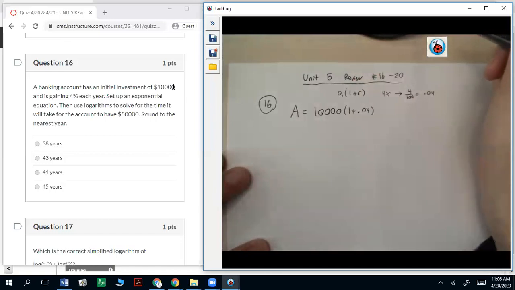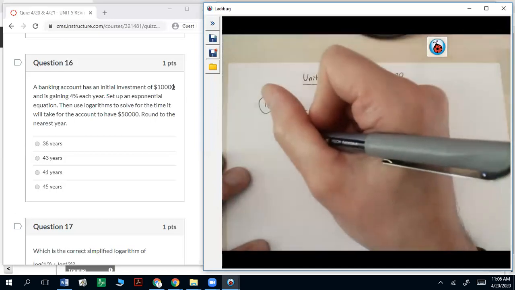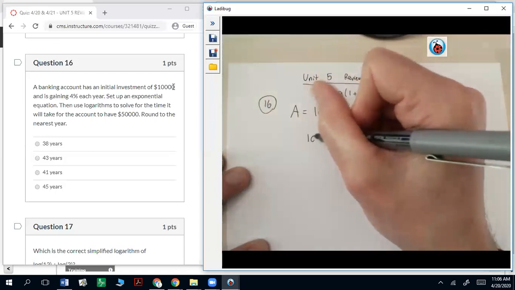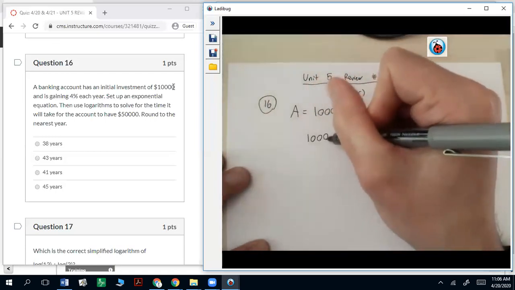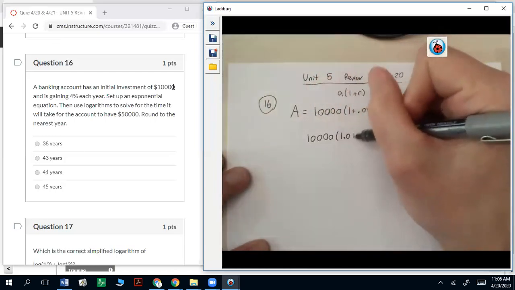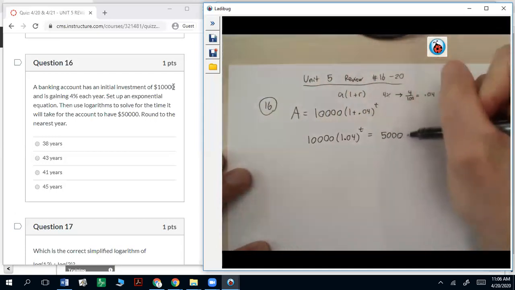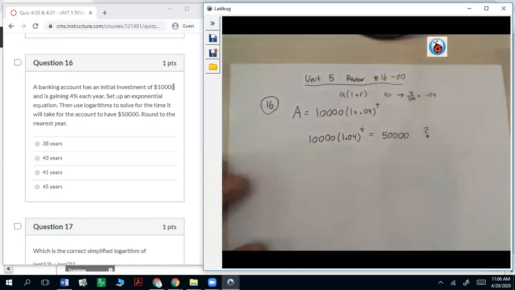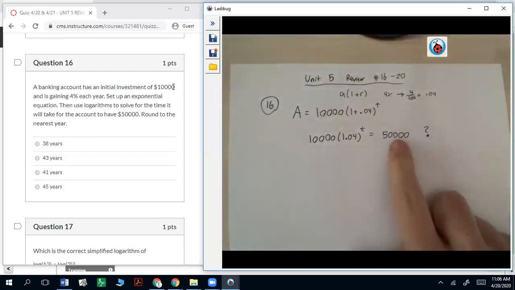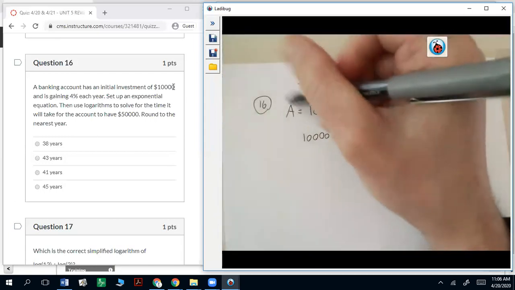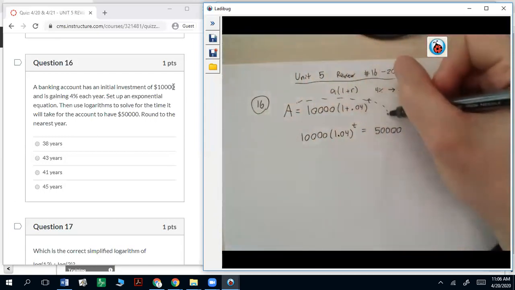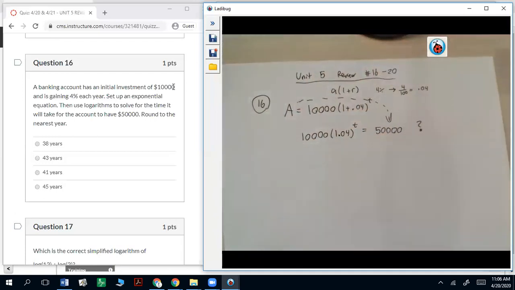Set up an exponential equation to the t power. Then use logarithms to solve for the time it will take for the account to have 50,000. So in this case, we don't know the t value, but we want to know when that is going to be around $50,000. That's the question you have to solve. That's your equation. So your a value is going to be $50,000. That's what I'm setting it equal to.